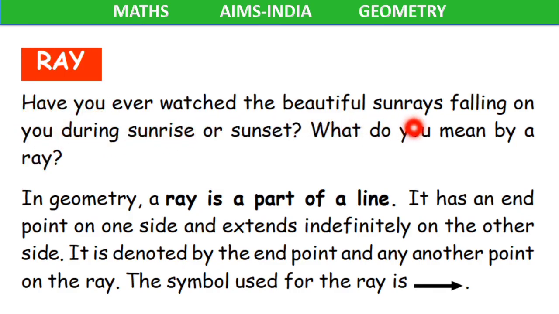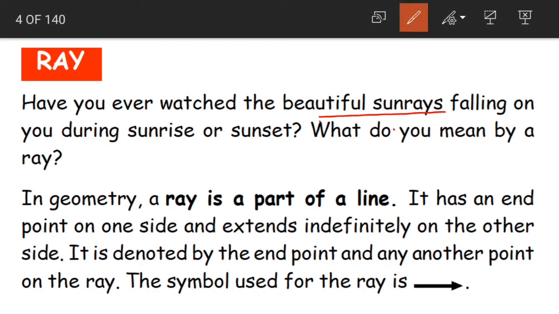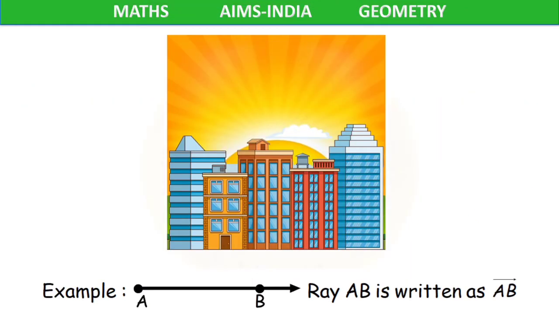Have you ever watched the beautiful sun rays falling on you during sunrise or sunset? What do you mean by a ray? Yes, we say sun rays. See here, whenever the sun is rising or setting, that is early in the morning and early in the evening, we can see the sun rays coming out. We call them sun rays.